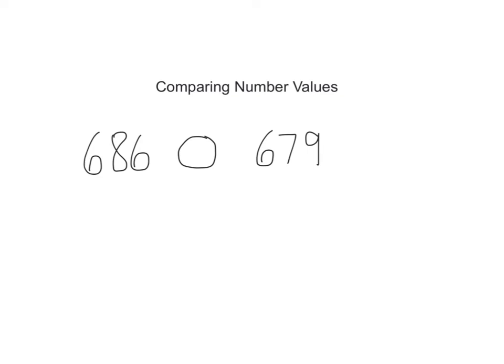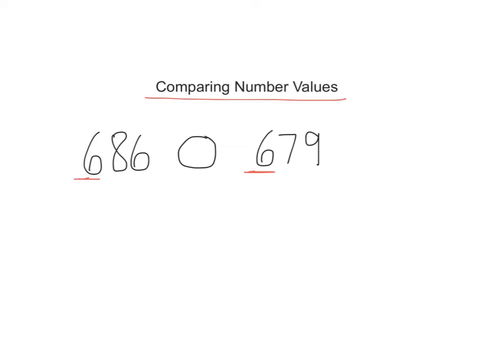We are going to look at comparing number values and see how comparing whole numbers is exactly the same as comparing decimals. If I'm trying to figure out which number is larger, we always start with the highest place values. So in this case, the hundreds place is my highest place value. And I can see that they're both the same.